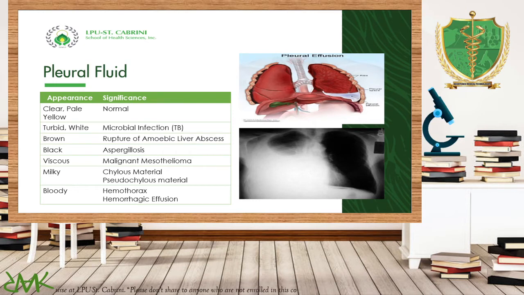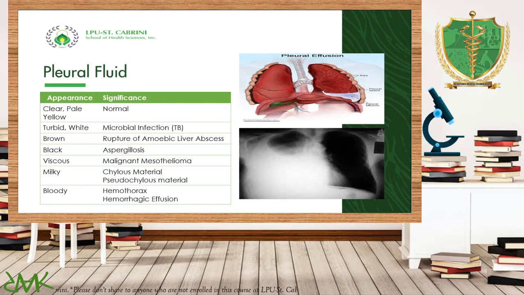Now, you might wonder, why is an amoebic liver abscess found in the pleural cavity, not in the peritoneal cavity? Actually, it can also be in the peritoneal cavity. But since our liver is near the lungs, near the pleural space, the effusion goes there. Now, if the pleural fluid appears black, it is due to fungal infection, as with aspergillosis.